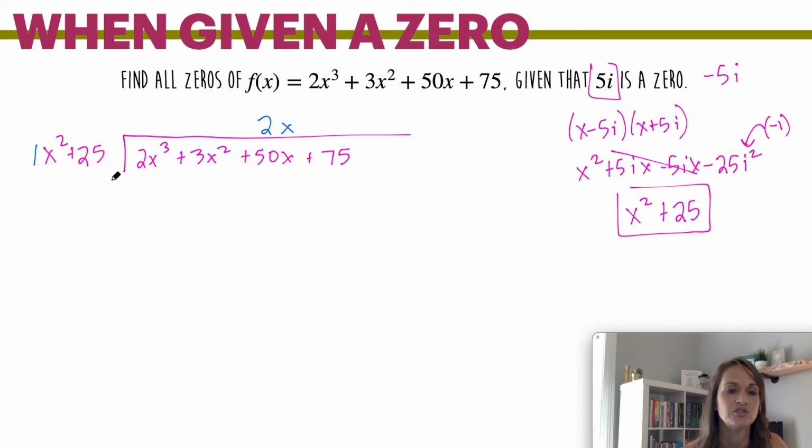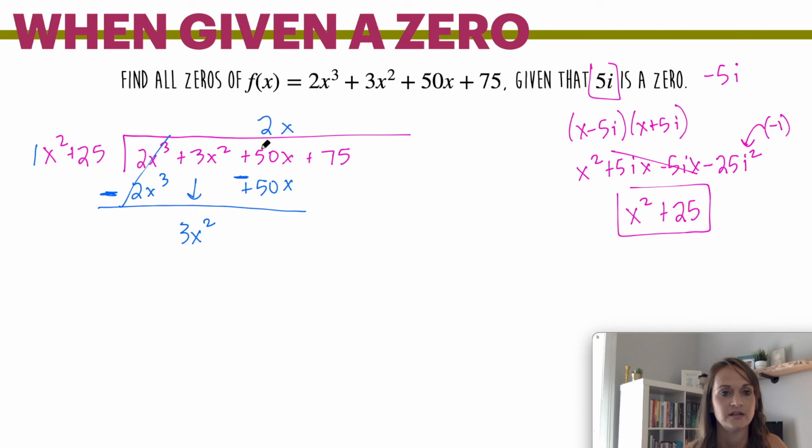X squared times 2x gives you 2x cubed. So 2x times 25 is 50x. Now we're subtracting, so we got to change the signs. 2x cubed and negative 2x cubed cancel. I bring down the 3x squared. 50x and negative 50x also cancel, and then I bring down the 75.